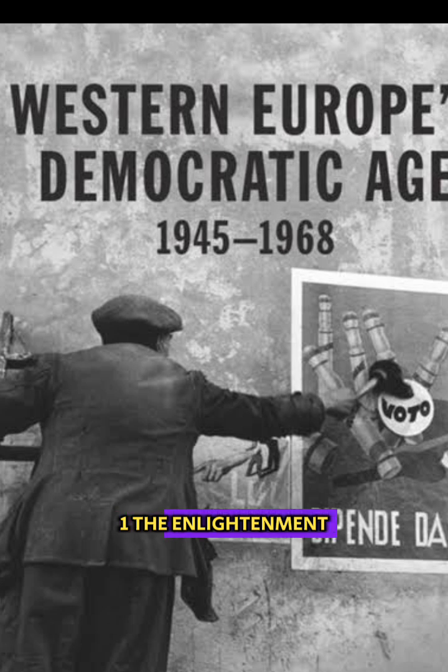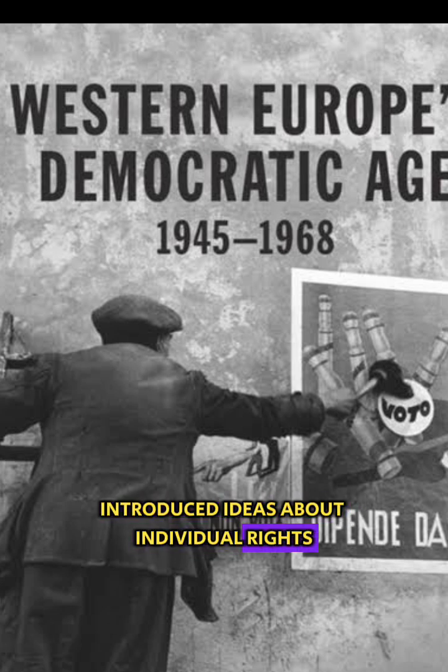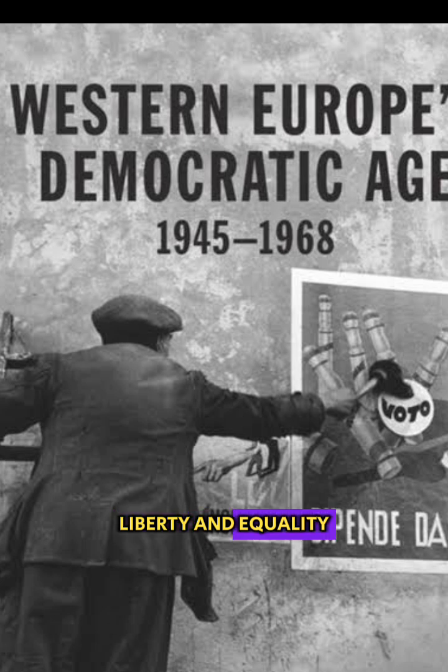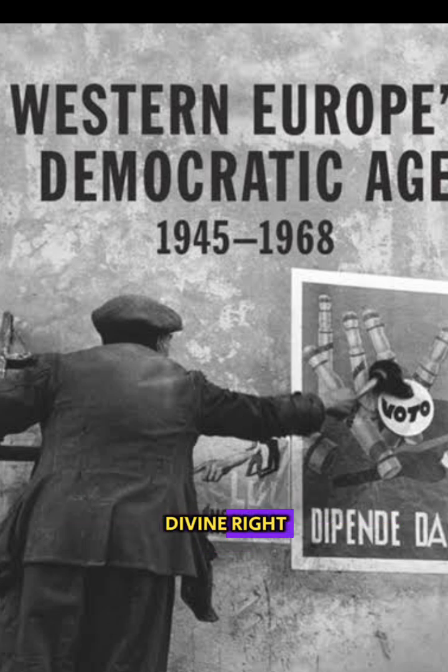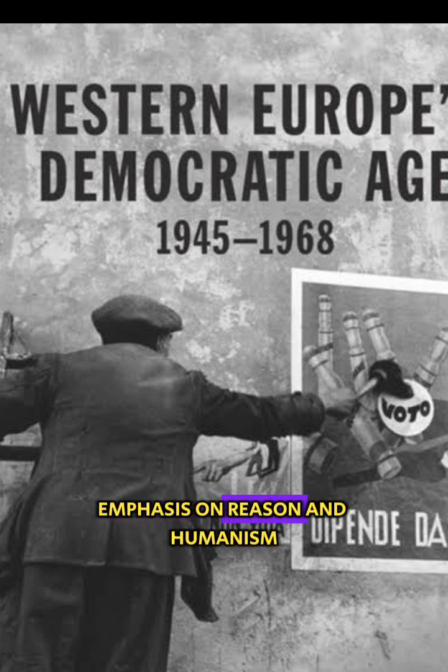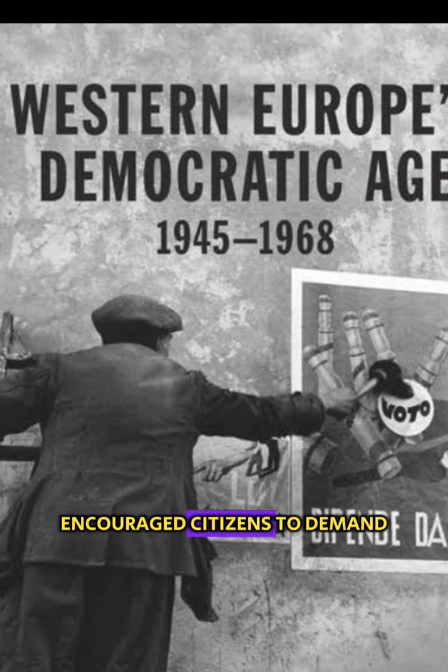1. The Enlightenment. The Enlightenment, 17th to 18th century, introduced ideas about individual rights, liberty, and equality. Thinkers like John Locke, Jean-Jacques Rousseau, and Voltaire argued for government by consent and the social contract, challenging absolute monarchy and divine right. Emphasis on reason and humanism encouraged citizens to demand participation in governance.